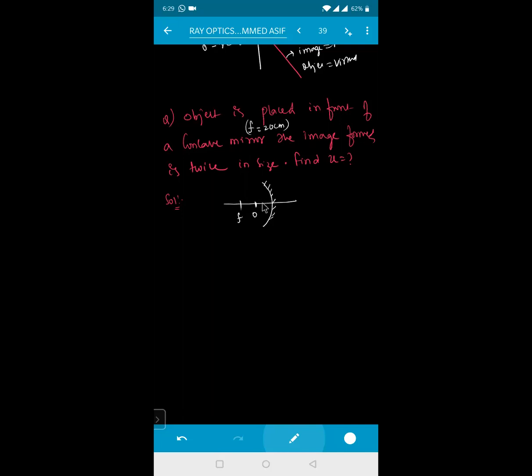So if the object is present in front of this, the object is real. And the magnification is how much? The image formed is twice the size. So find the object distance. If I'm taking the magnification, m is equal to plus 2. Image distance is how much? Minus 2 times u. So if I'm using the mirror formula, 1 by v plus 1 by u is equal to 1 by f.